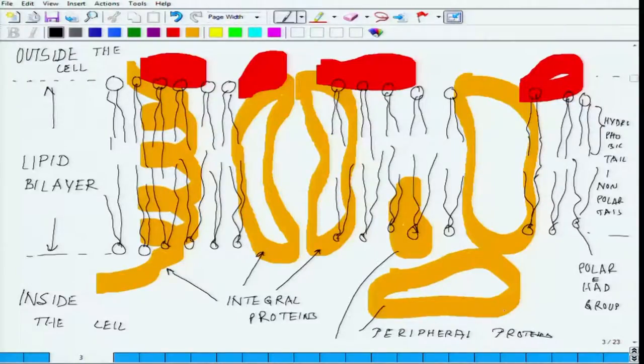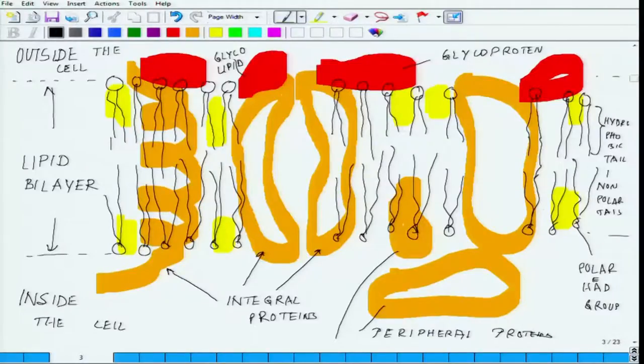And the red ones that you see are mostly carbohydrate, your glycoprotein, or some of them could even be glycolipid. And within this membrane there are a whole bunch of cholesterols embedded all over the place in yellow, which enhances the fluidity of the membrane. In other words, what I meant by fluidity here.